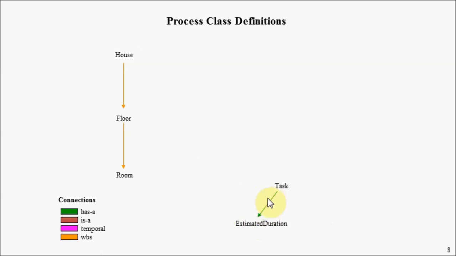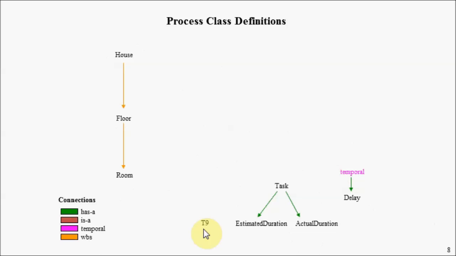And the task will have a property, in this case called estimated duration, and a second property called actual duration. And we'll introduce a new kind of connection here called a temporal connection. And here we're doing something different, something we haven't seen in any other presentation. We're going to introduce an attribute associated with a connection called delay.